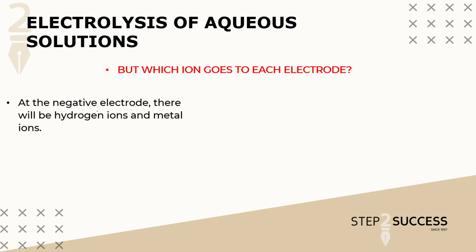Now, to determine which one of those 2 goes to the negative electrode, they can't both go to the negative electrode. Only one will go. The less reactive one goes to the electrode.